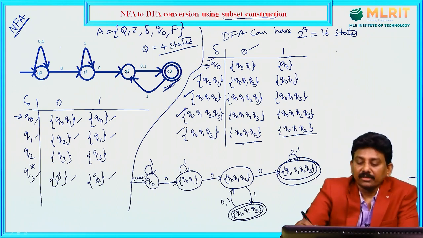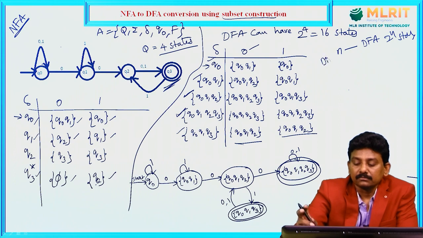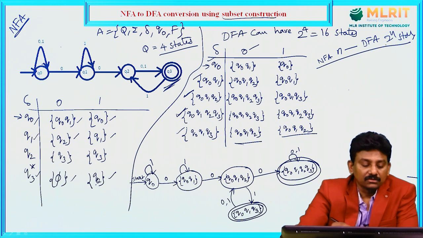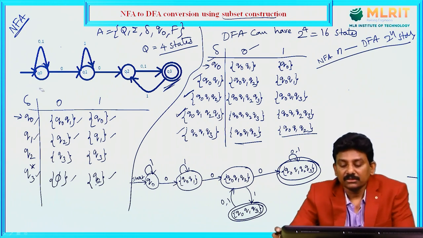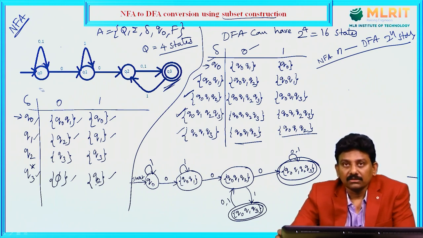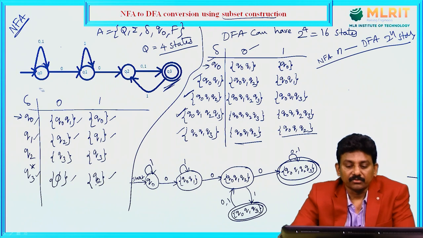So if an NFA has n states, the DFA can have 2 power n states. In the given NFA, 4 states are given, so the equivalent DFA can have a maximum of 2 power n states, that is 16 states, but we will not consider all 16 states, only accessible states we will consider, so the accessible states are only 5 states in the given example. Thank you.